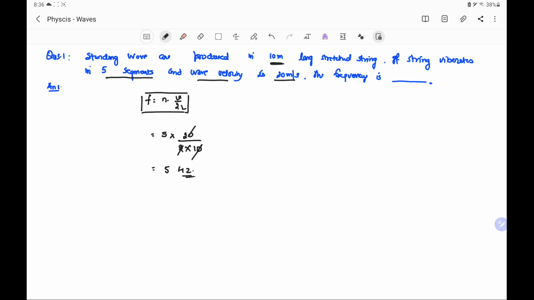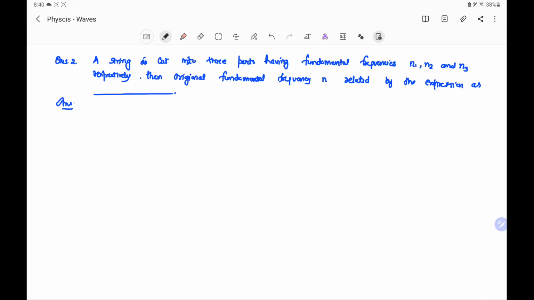This is the answer. Second question: a string is cut into 3 parts having fundamental frequencies n1, n2 and n3 respectively. Then the original fundamental frequency n is related by which expression? It is given that a string is cut into 3 parts. Suppose the length of the string is L and the lengths of the 3 parts are L1, L2 and L3. Then L is equal to L1 plus L2 plus L3.